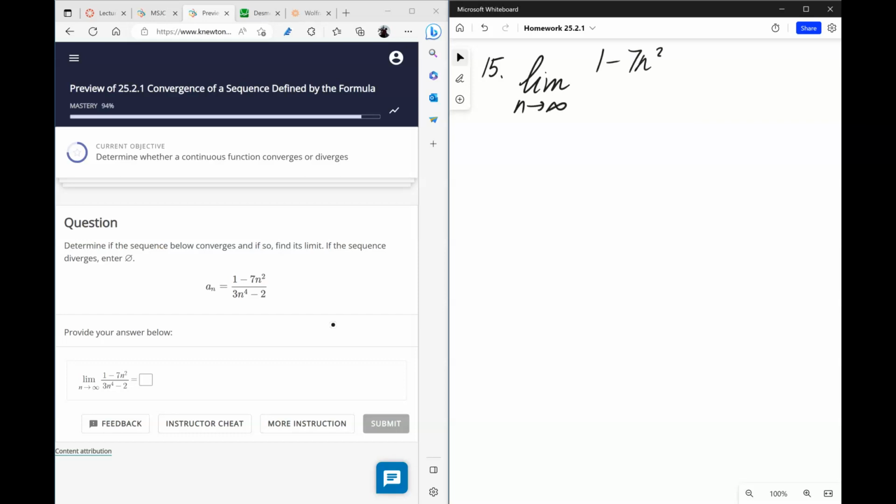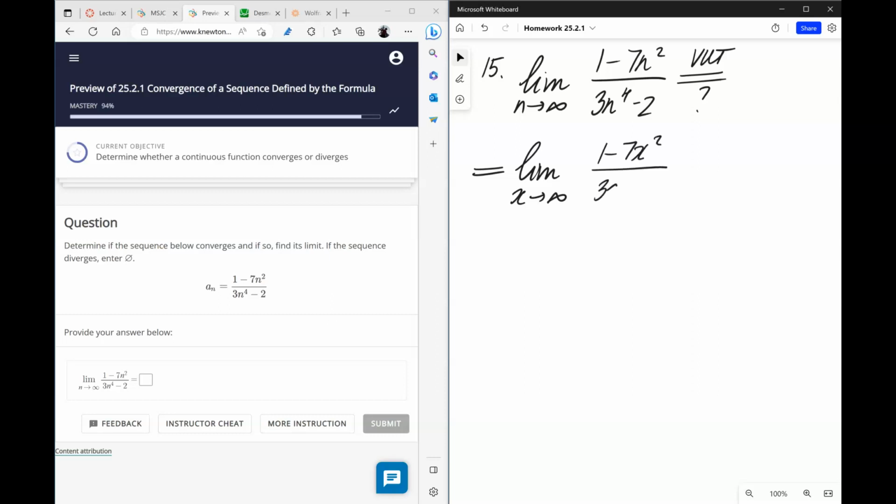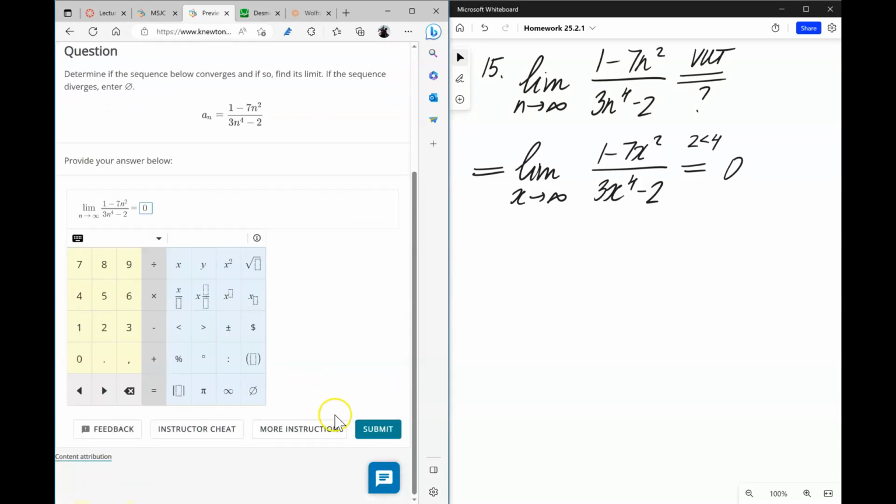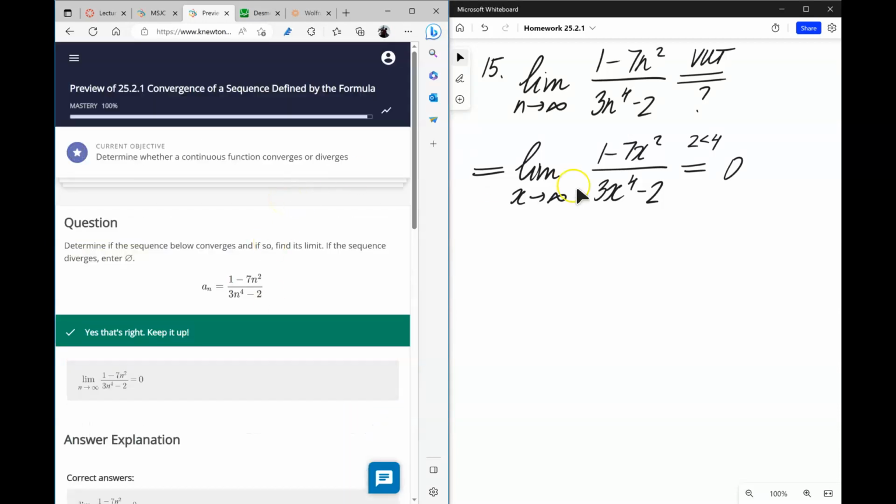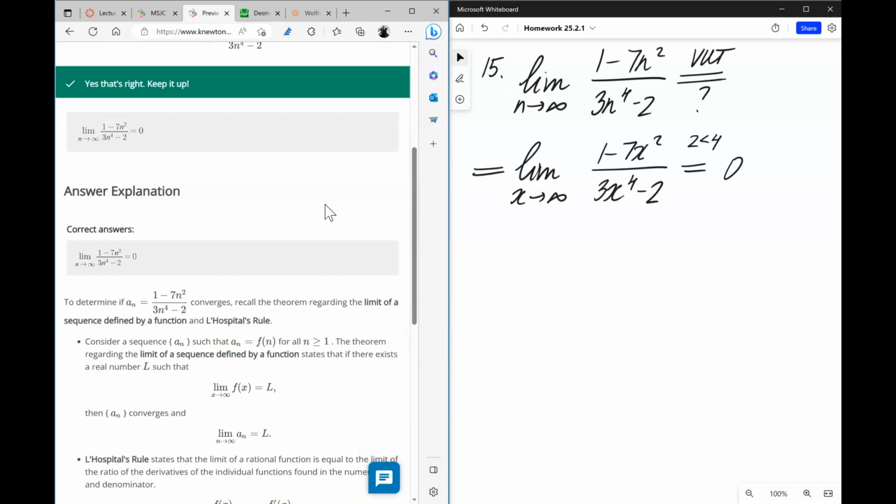Another one of these rational looking expressions. So we immediately recognize the pattern. We're immediately going to use that theorem. We're going to convert it to x. And now it's a rational function, and because the degree of the numerator is less than the degree of the denominator, we know the limit at infinity is equal to 0. So therefore the original sequence also converges to 0.